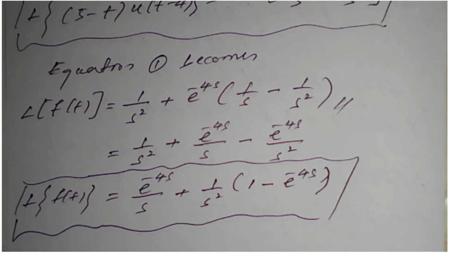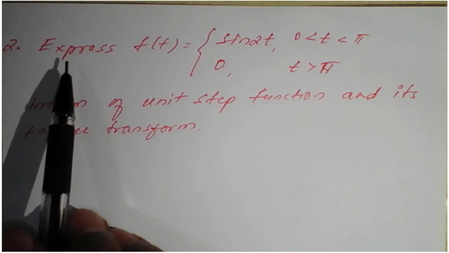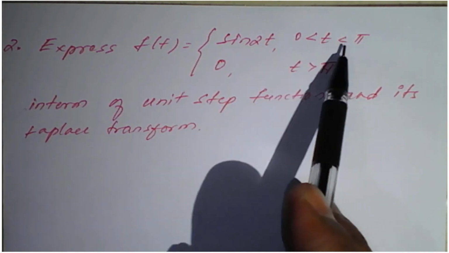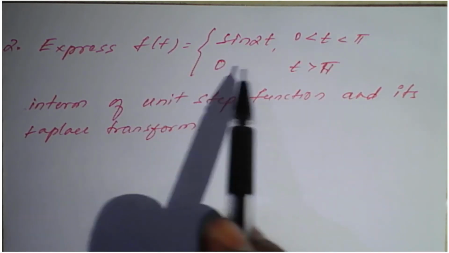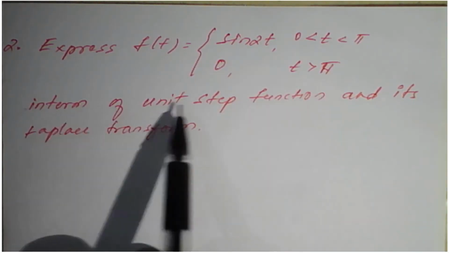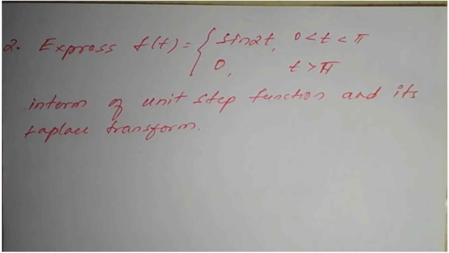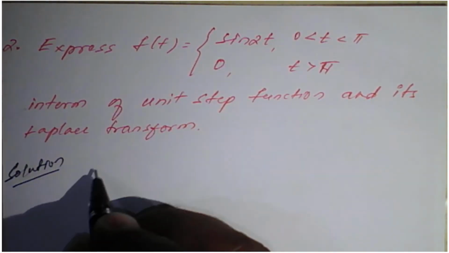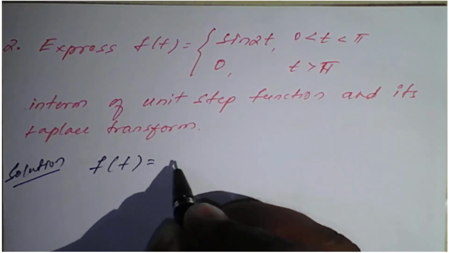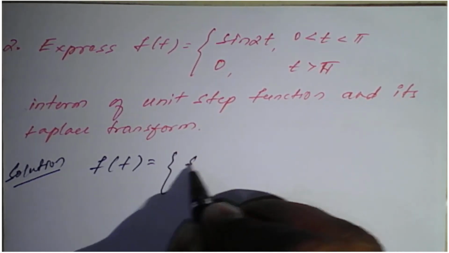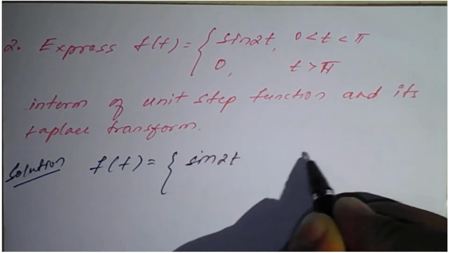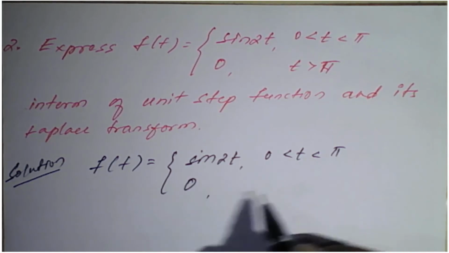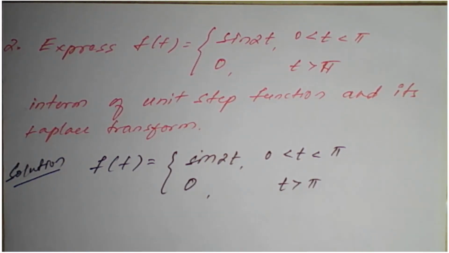So next example is: express f of t equal to sine 2t for t greater than 0 and less than pi, and f of t is 0 for t greater than pi, in terms of unit step function and its Laplace transform. Solution. So f of t is given as sine of 2t where t is greater than 0 and less than pi, and 0 for t greater than pi.